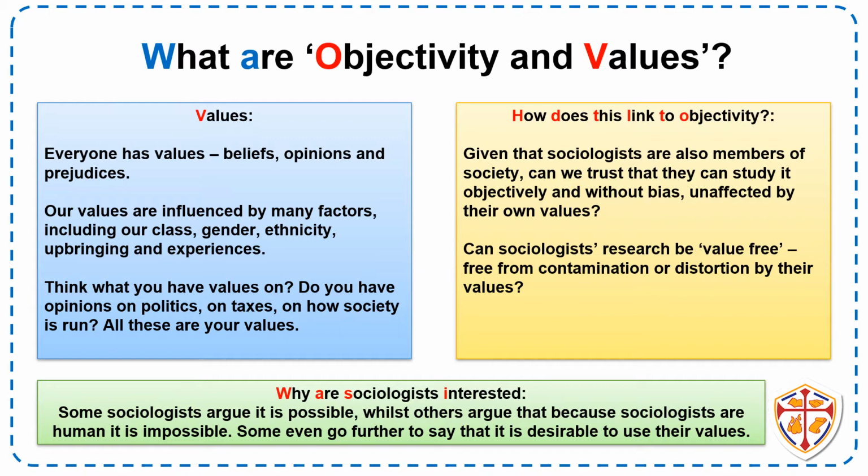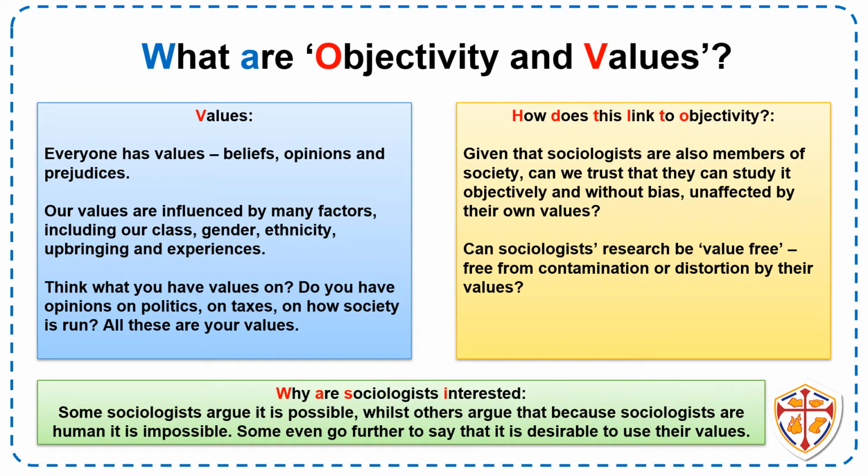But how does that link to objectivity? Given that sociologists are members of our society and they're human, can we actually trust that when they do research, it's objective and they haven't included any bias? Are they unaffected by their own values? What we need to look at is whether sociologists' research can ever be value-free. That is, to be free from contamination or distortion by their values.